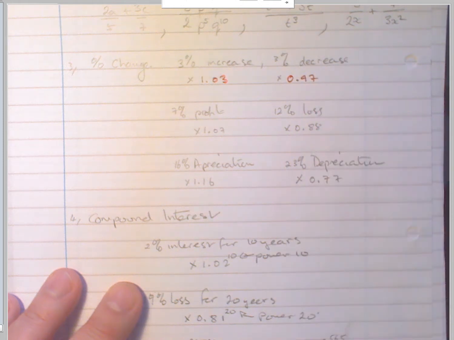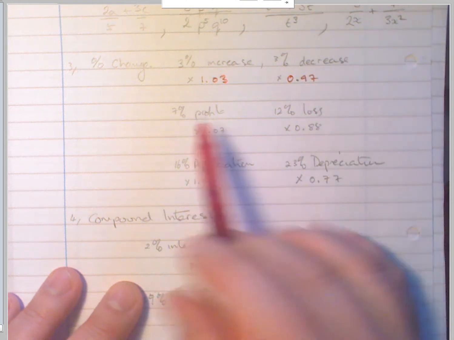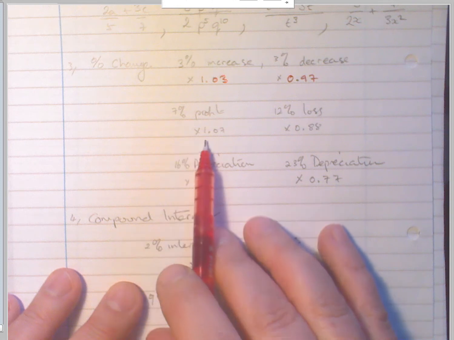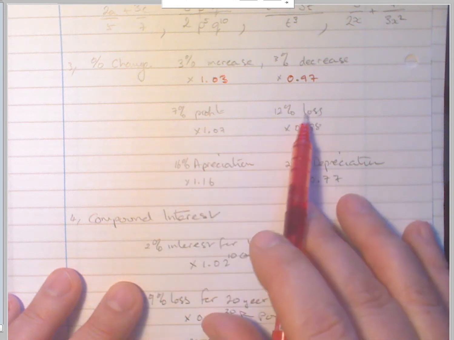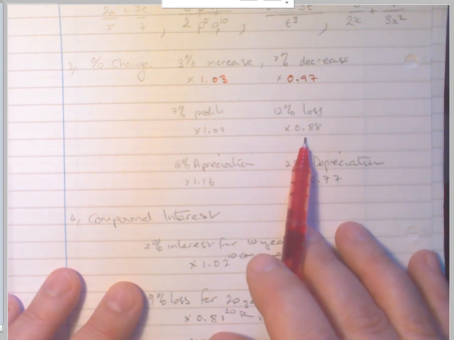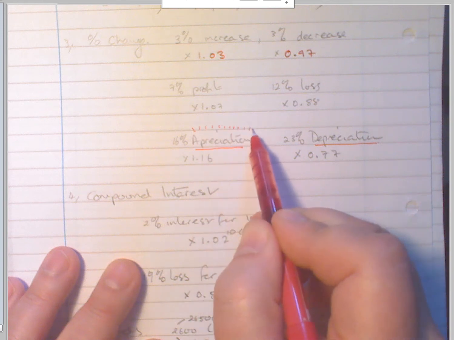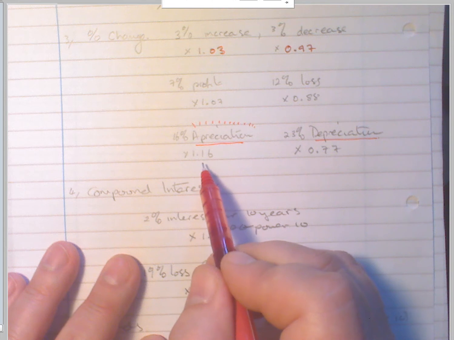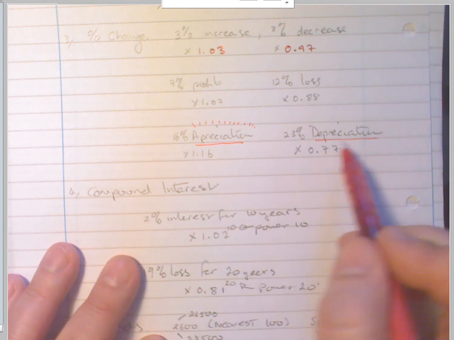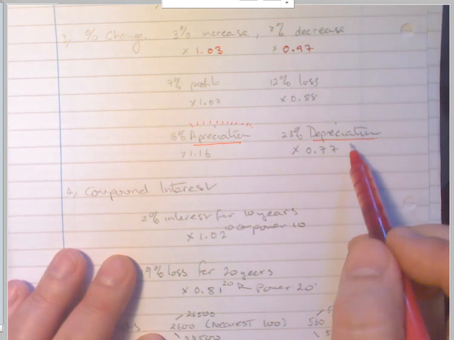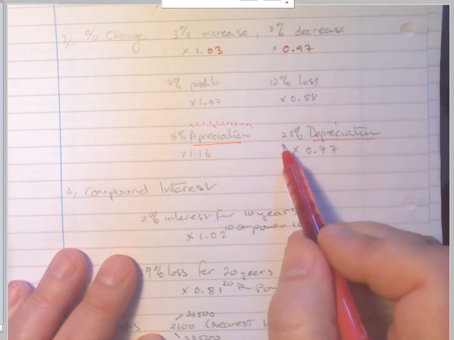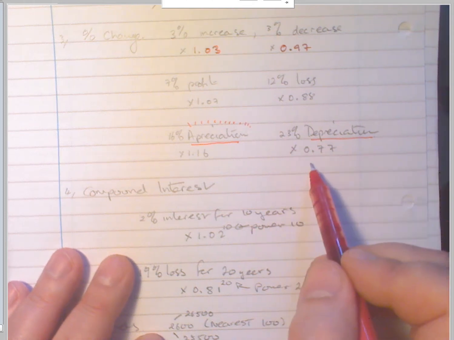And then that's about it really, except you need to understand that if it's a 7% profit, it's times by 1.07. 12% loss, times by 0.88. Another key thing is to learn the words appreciation and depreciation. So appreciation, if you appreciate someone, you like them. So that's good, you're going to go up. 16% appreciation, times by 1.16. To depreciate, okay, D for down, so 23% depreciation, times by 0.77.